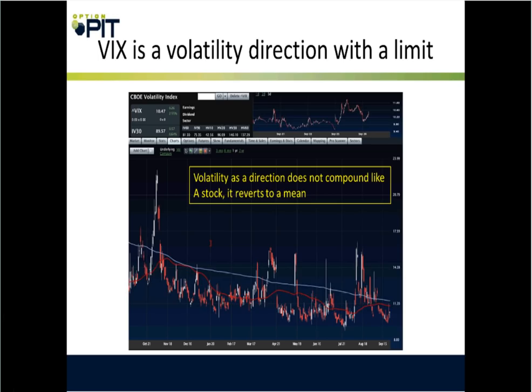Here's another important thing with VIX. VIX is a volatility direction, 30 days out, but it doesn't compound like a stock. Apple compounds. The Black-Scholes model depends on compounding; the option model assumes we're going to get dividends, and that a stock is going to be higher in the future than it is right now. Volatility does not trade like that. Volatility reverts back to some mean number. It can't go up forever. It can't go down forever.